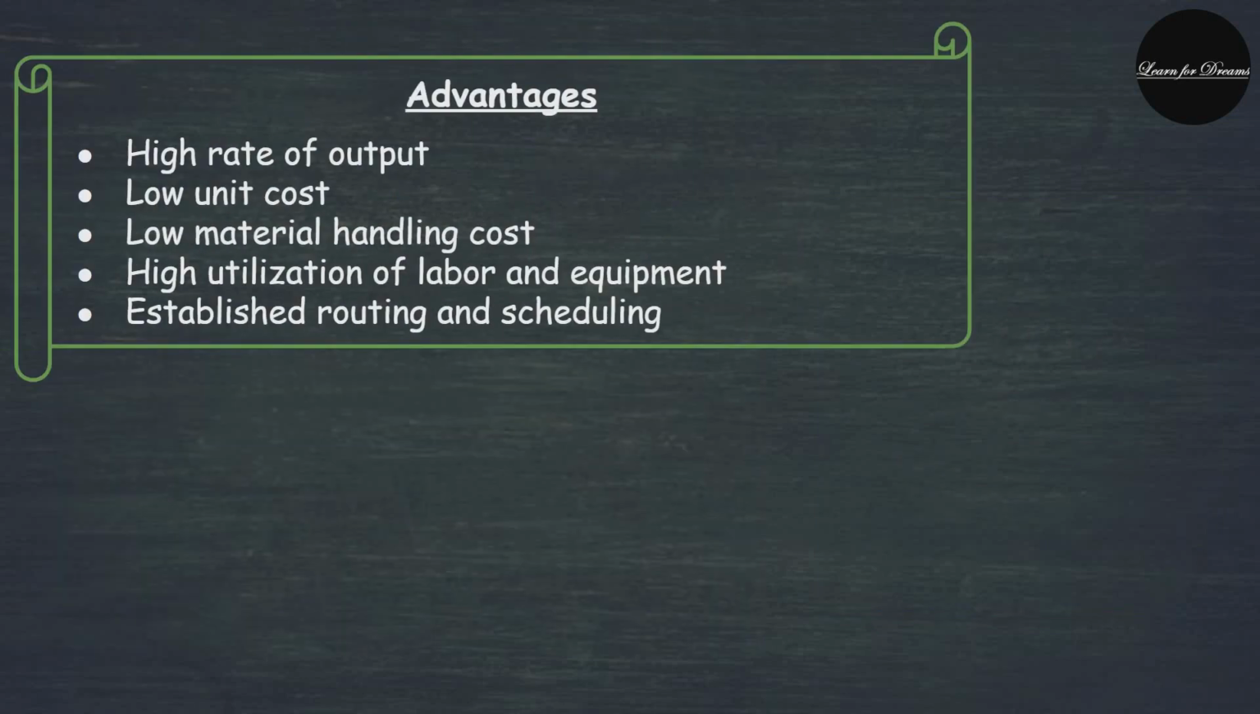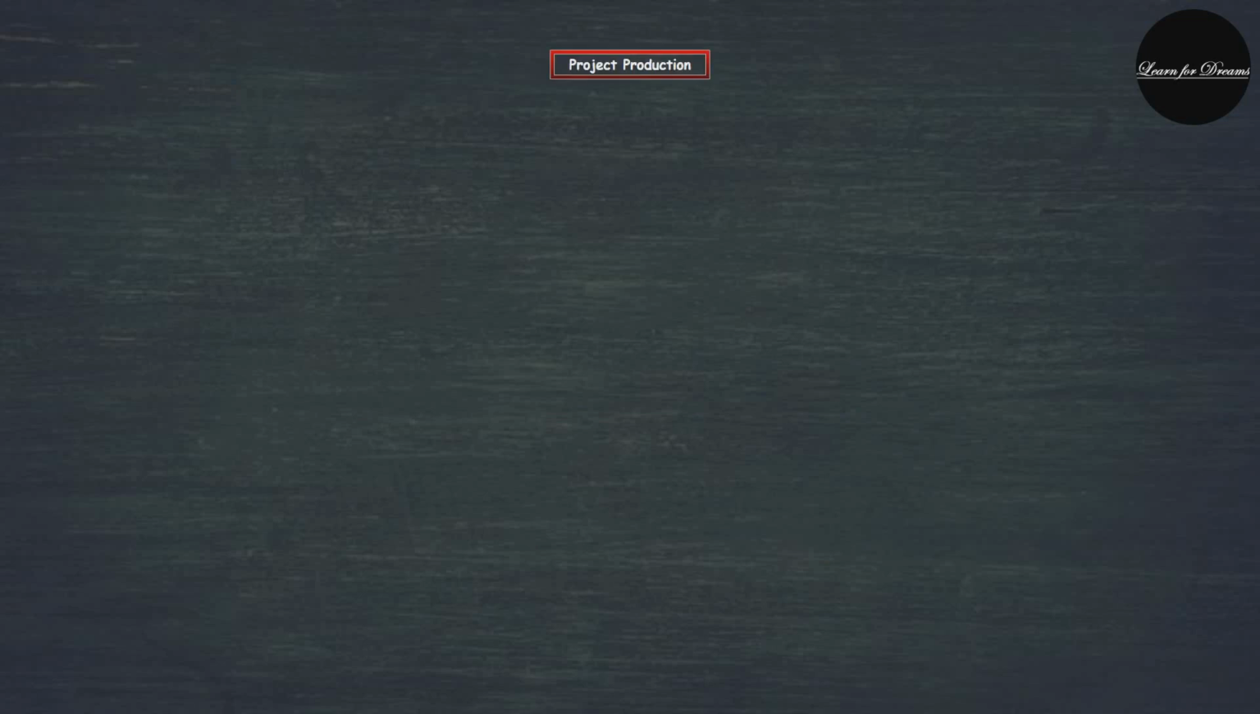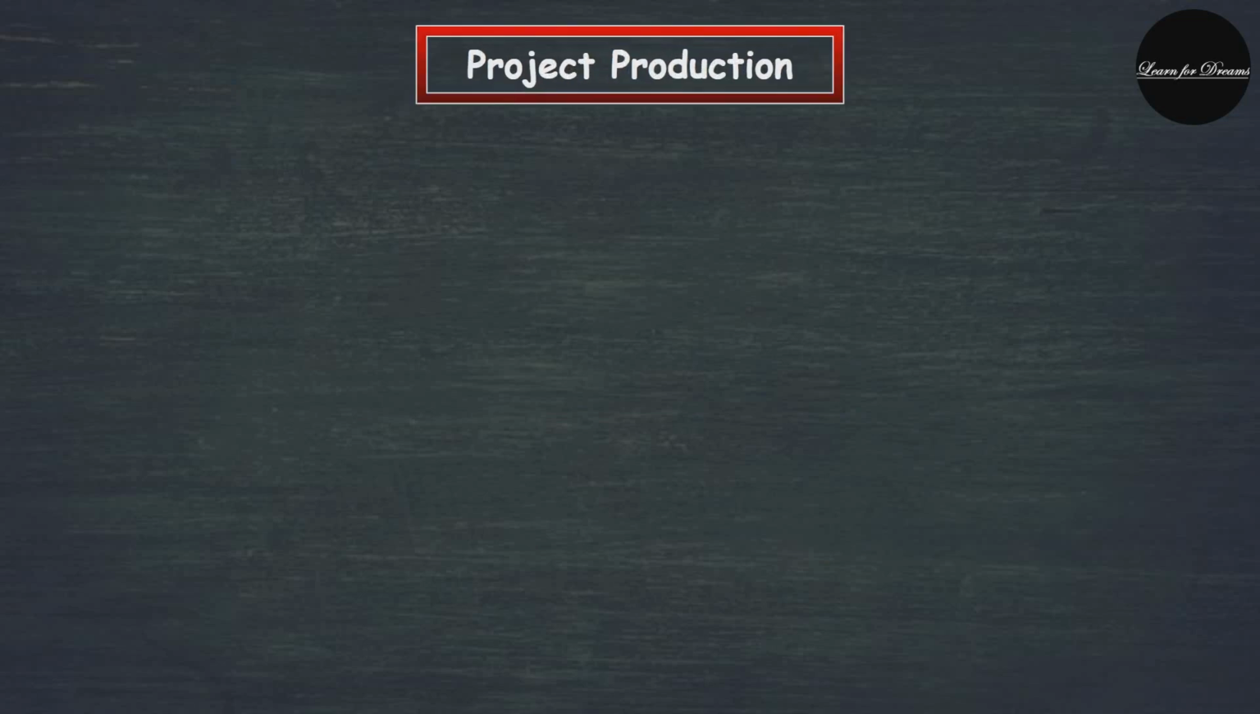Advantages of flow production: high rate of output, low unit cost, low material handling cost, high utilization of labor and equipment, established routing and scheduling. Limitations: fairly inflexible to changes in volume, highly susceptible to shutdowns, needs preventive maintenance, individual incentive plans are impractical.